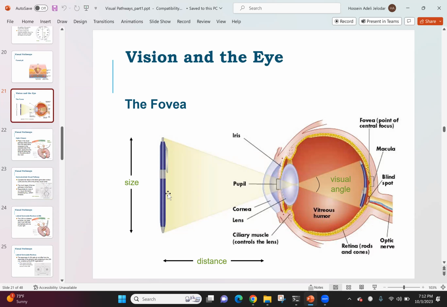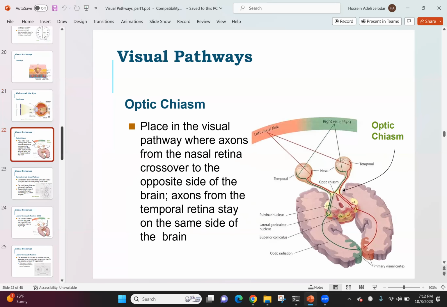And you could imagine how with distance this changes, right? If something's farther, it would land on a smaller part of your retina. And if it's really close to you, it's covering a lot of your retina. Another thing the lens does is it also flips things horizontally.